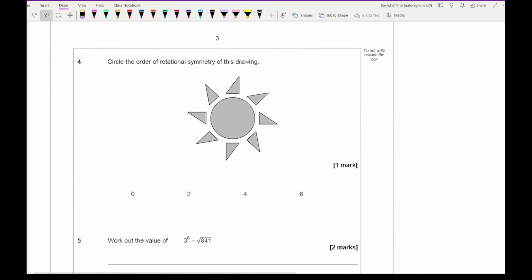Moving on to question 4, it says circle the order of rotational symmetry of this drawing. So again, counting the number of spikes of that sun, we can see that it's going to have 8.